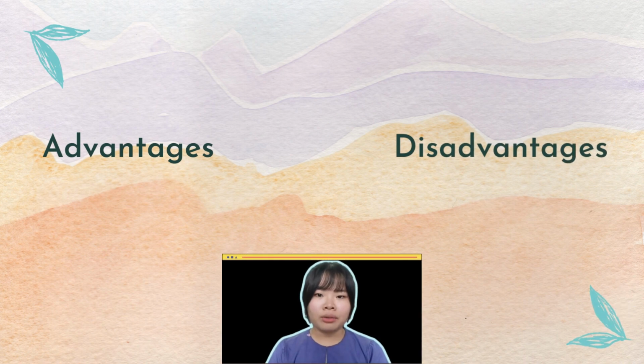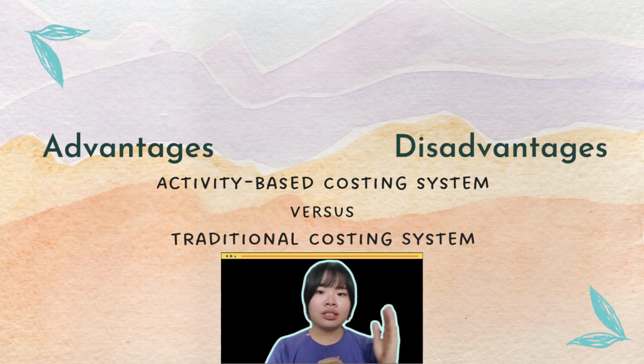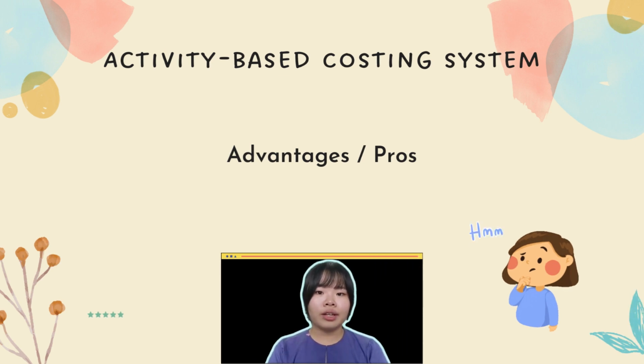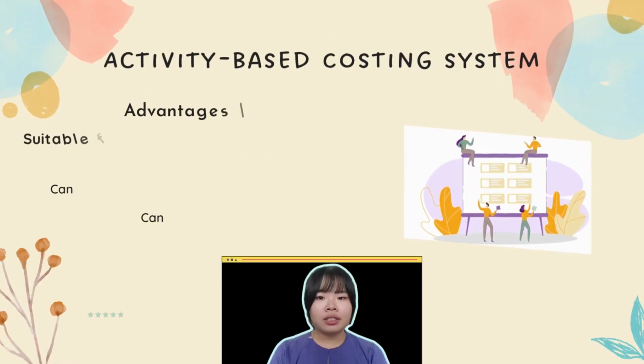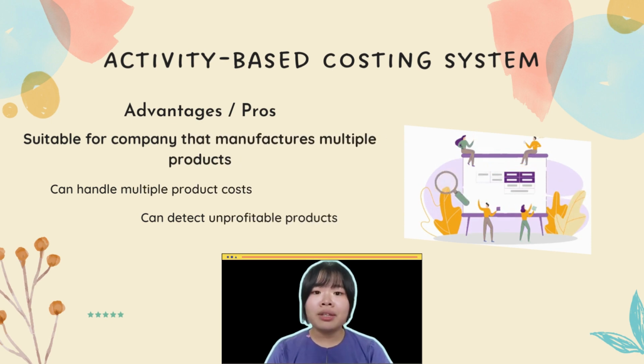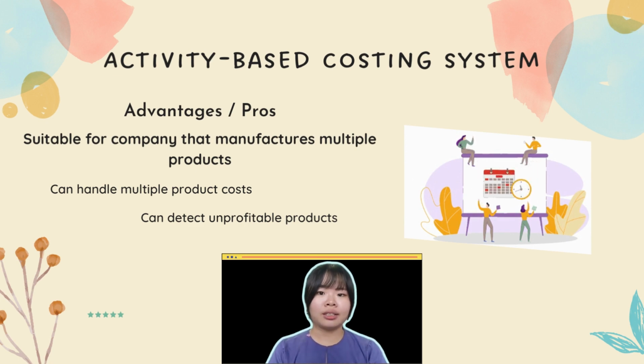I am going to talk about the advantages and disadvantages of the activity-based costing system versus the traditional costing system. The advantages of the ABC system. The ABC system is good for companies that manufacture multiple products, meaning companies that manufacture a large number of different products prefer an ABC system because it can provide more accurate cost data for each product.